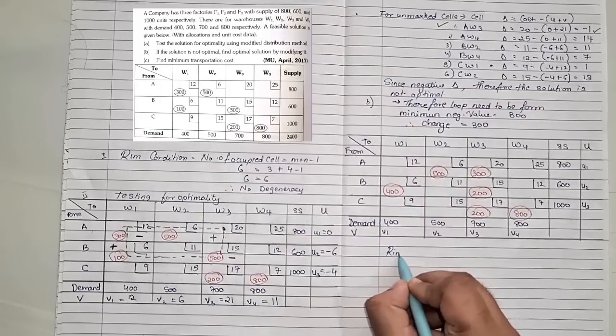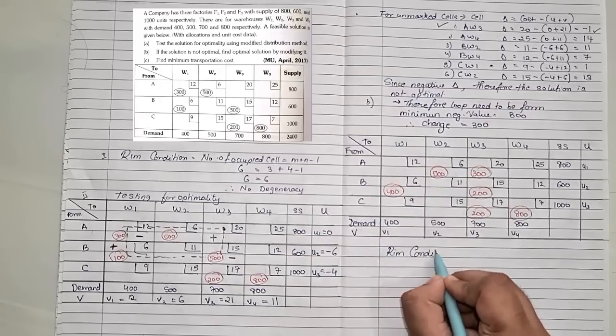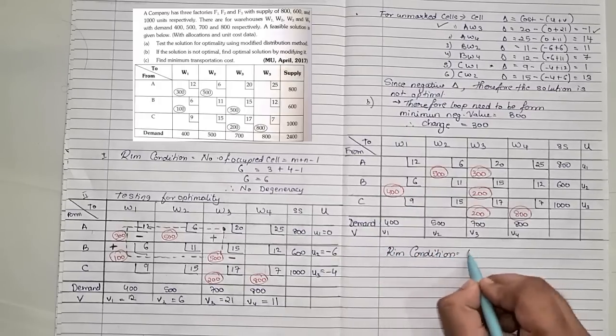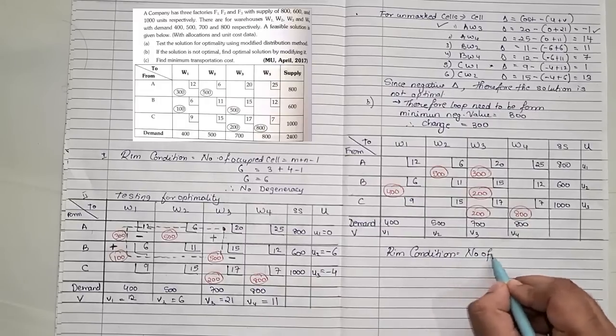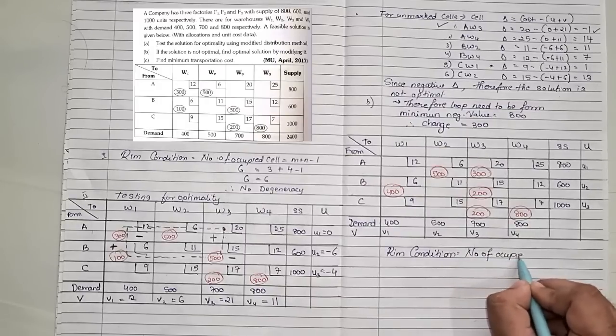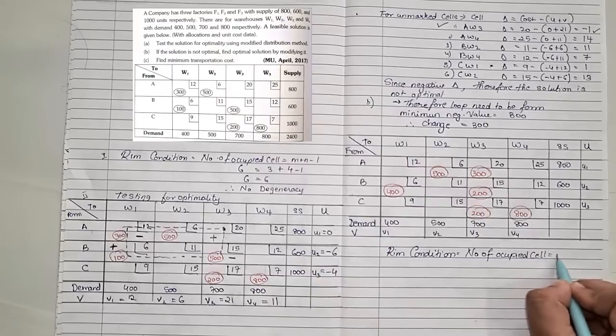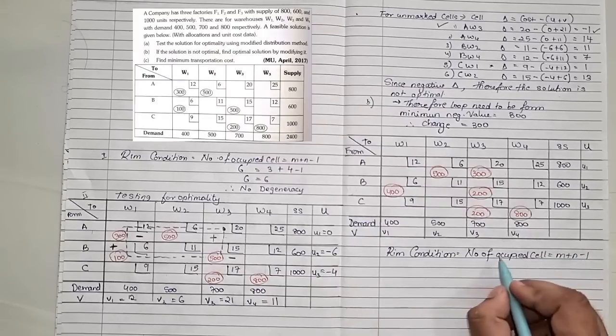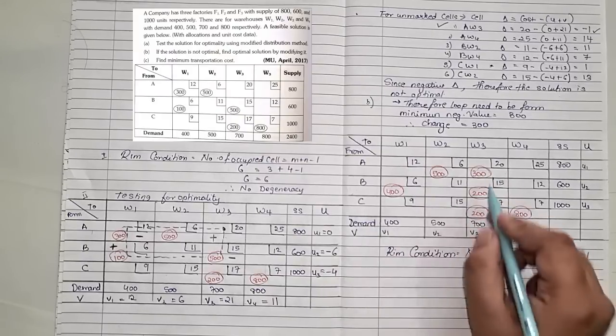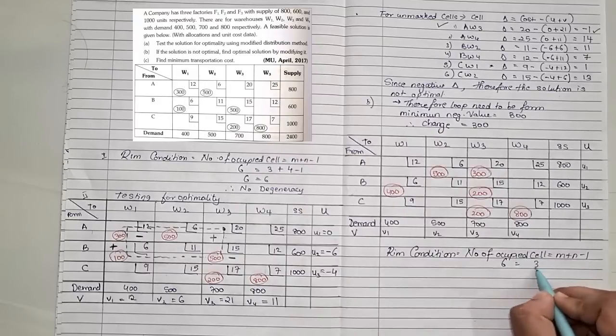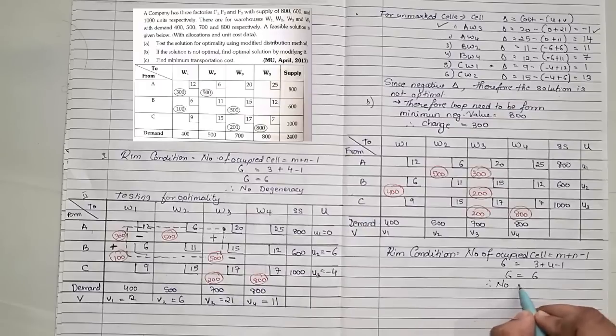So I'll check here. Rim condition is nothing but the number of occupied cells should be equal to m plus n minus 1. So the number of occupied cells is 1, 2, 3, 4, 5, 6. 3 plus 4 minus 1 is 6, so 6 is equal to 6. Therefore, there is no degeneracy.